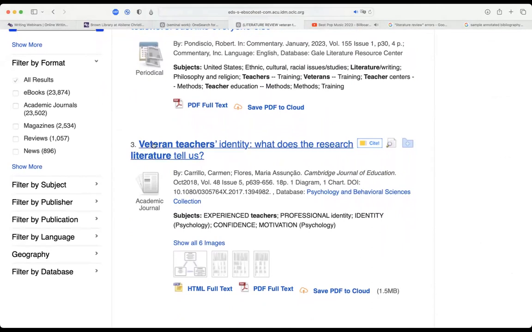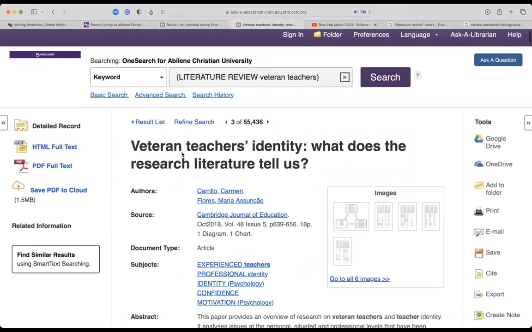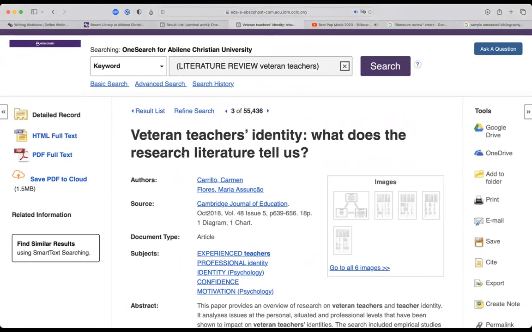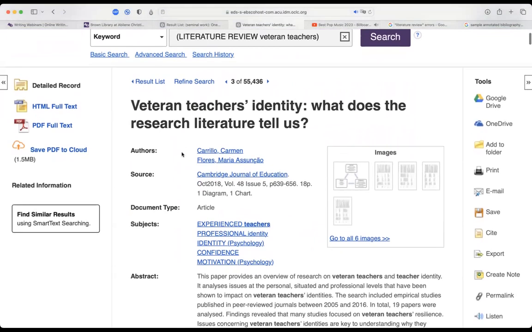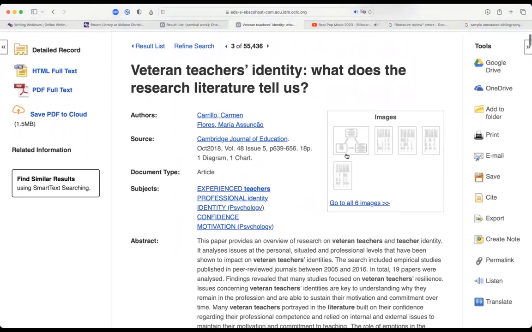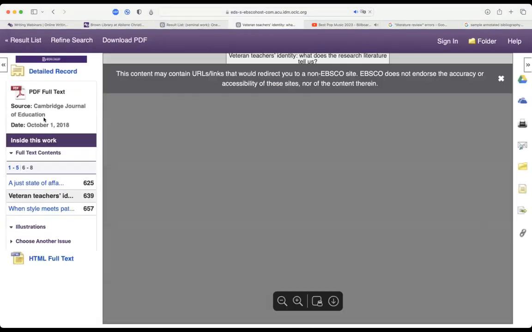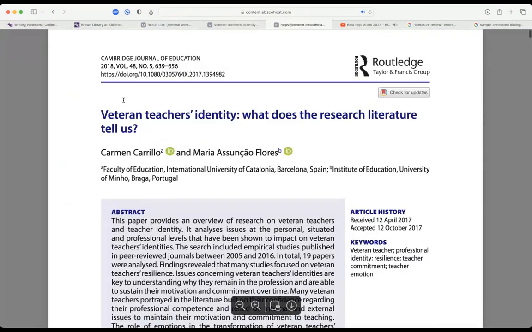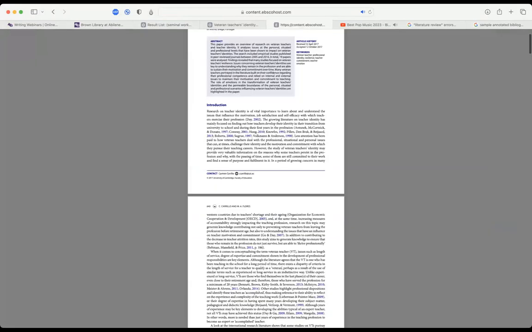So I'm going to take a look now at this one instead. This is an article that was published in the Cambridge Journal of Education. It's a prestigious peer-reviewed journal. And you can see that it's somewhat substantial, and it does have some diagrams here. So we'll take a look at those. Let's look at the PDF full text. I generally recommend the PDF version because then it's very easy for you to download and save that to your computer so you can look at it later.